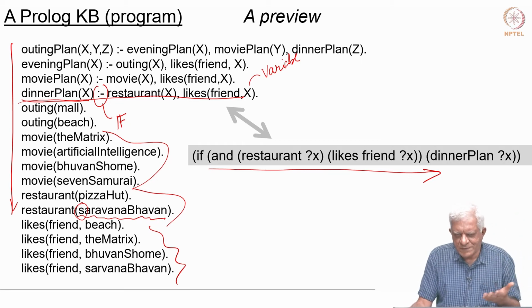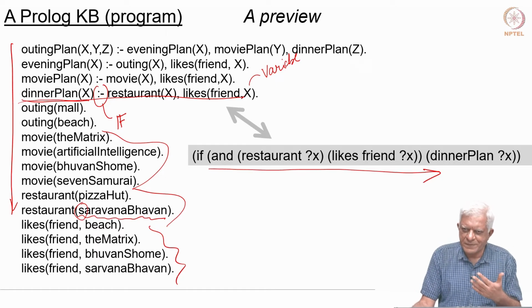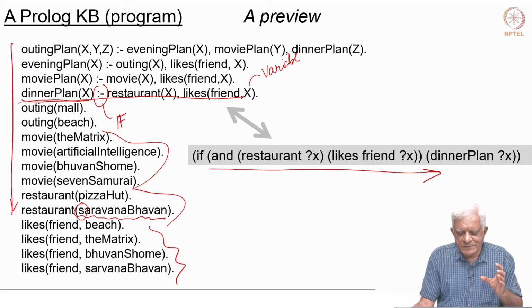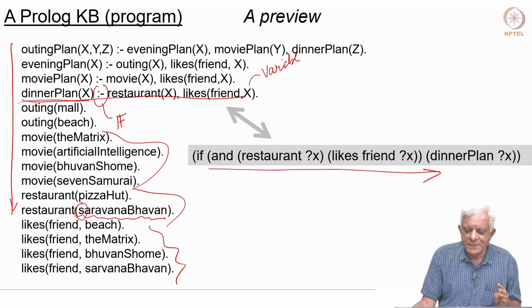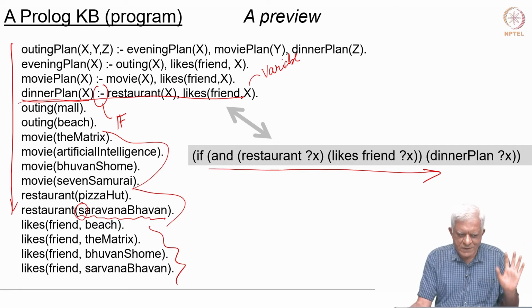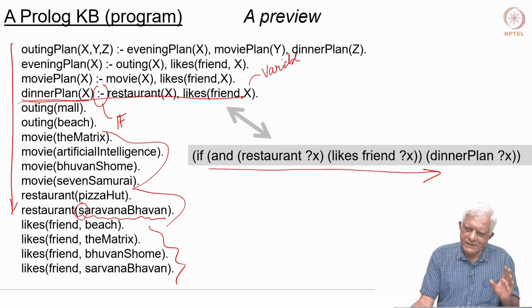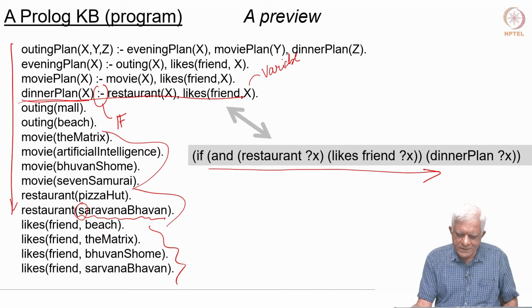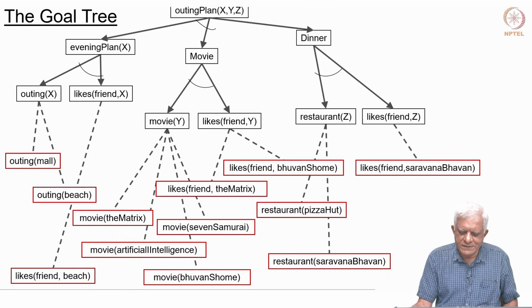So, this logic program will search through these things. I keep repeating that backward chaining involves search. It will search through these things till it finds values for x, y and z, which are the 3 variables here. And then of course, not only will it say that yes, you have a nice outing plan, it will say the outing plan is this and this and this essentially.